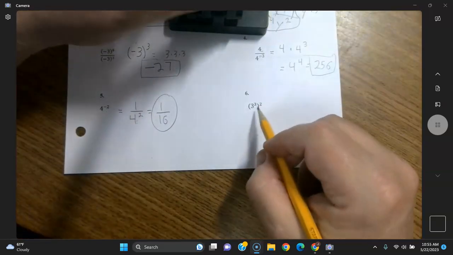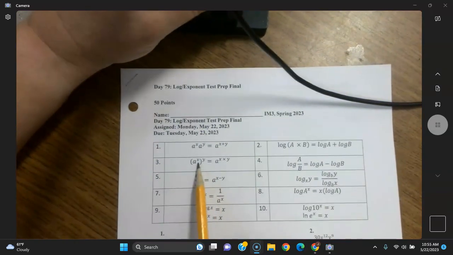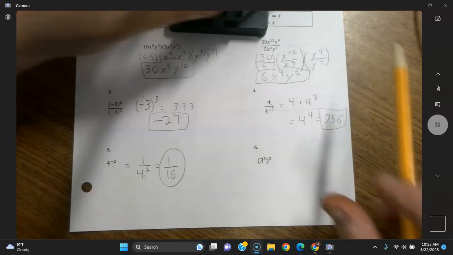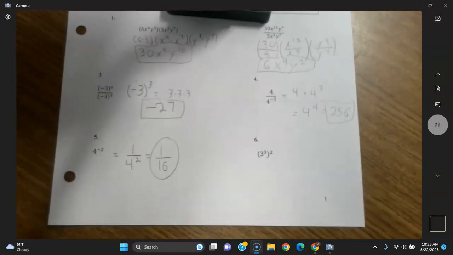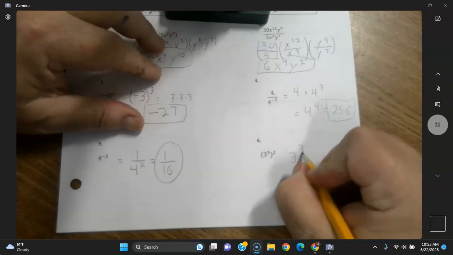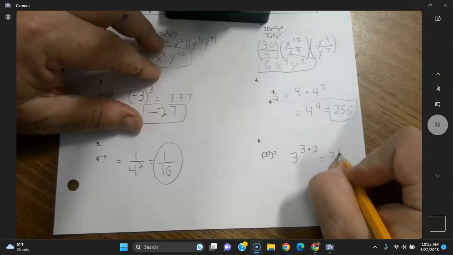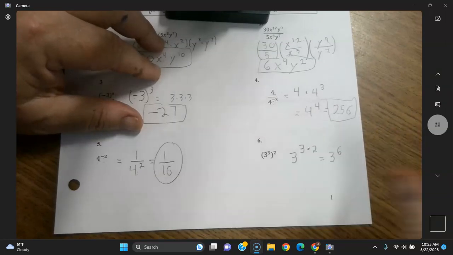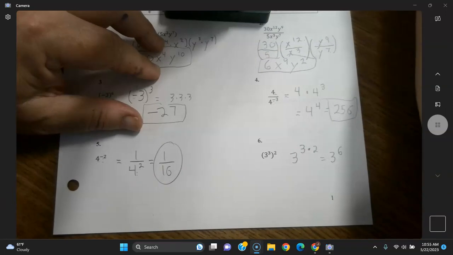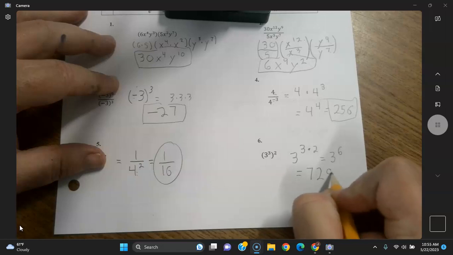Okay, the principle here is number 3 right here. So a to the x and then raised again to the y is x times y. So it's going to be 3 to the 3 times 2, which equals 3 to the 6th. And that equals 729.